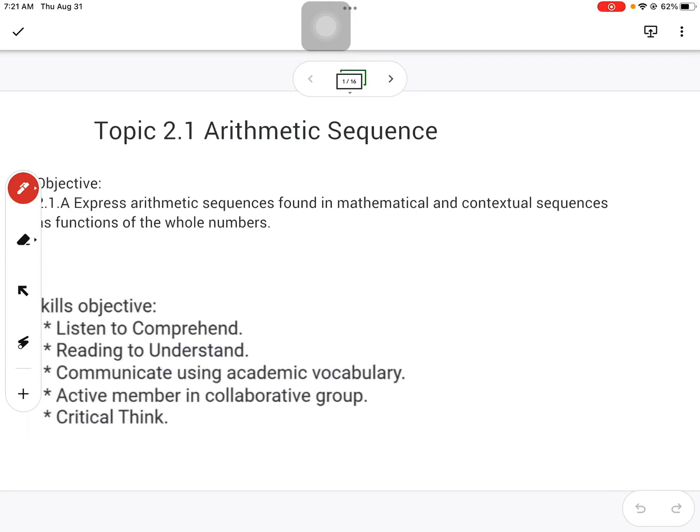Welcome. Today we're going to look at a new topic. This is topic 2.1, which is entitled Arithmetic Sequences.